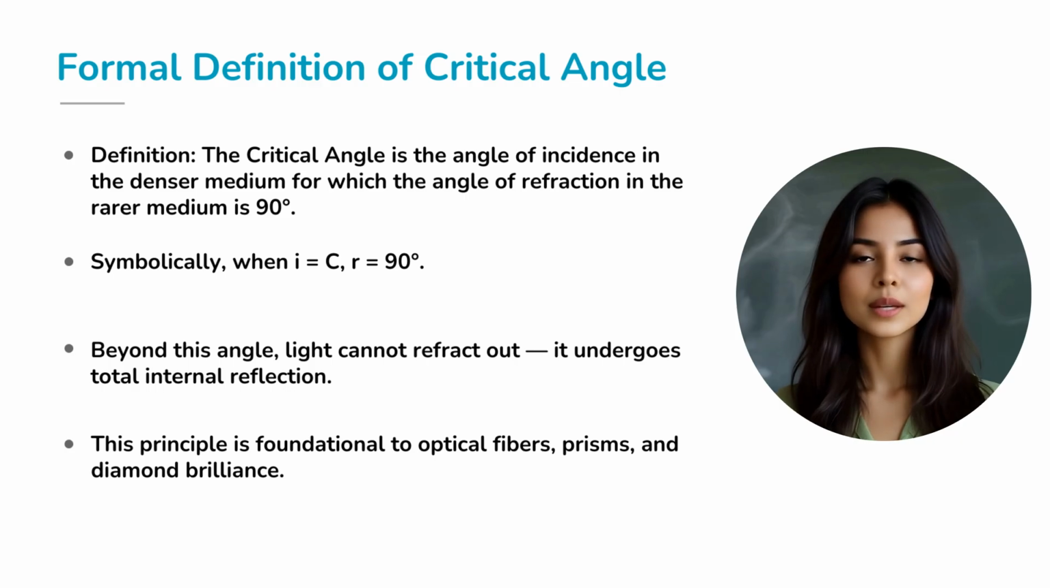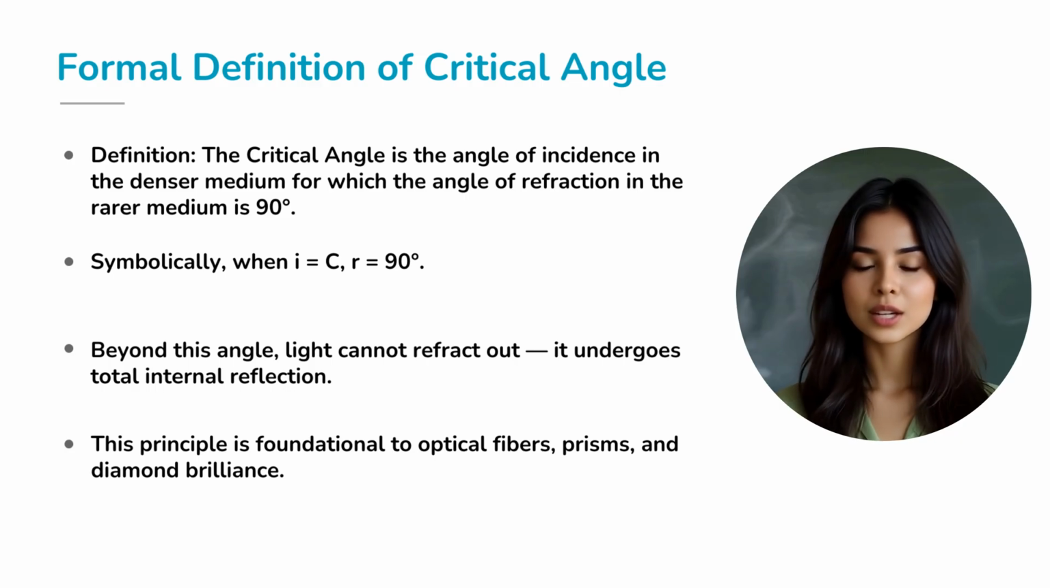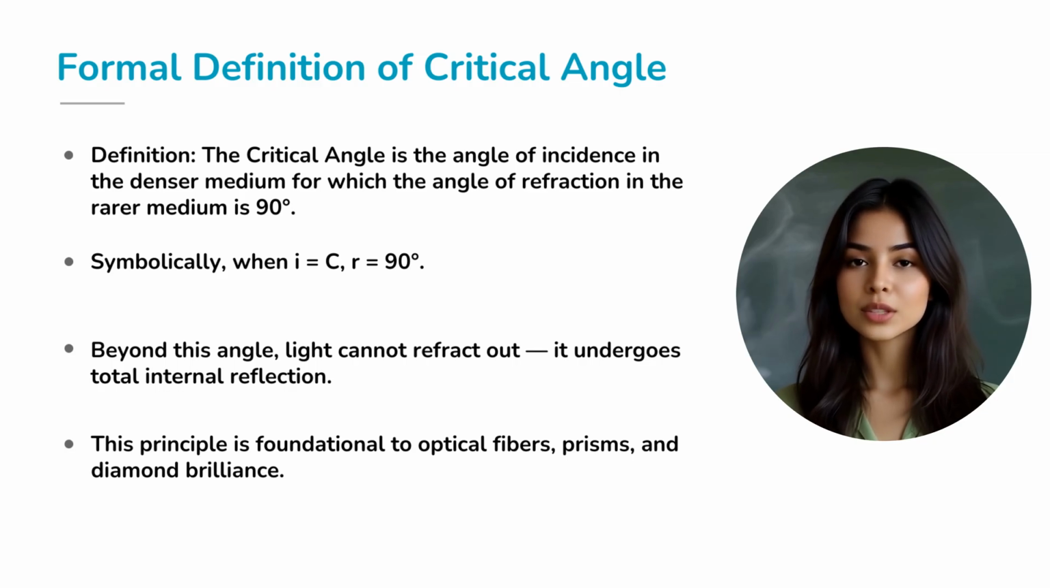And remember, if the incidence angle becomes larger than C, refraction simply stops. The light can't come out, and instead it reflects entirely inside. That's the starting point of something even more exciting, total internal reflection. So you can think of the critical angle as a threshold between refraction and reflection.